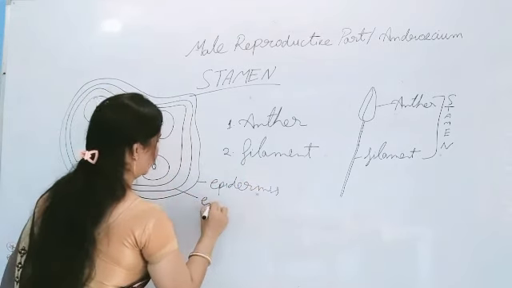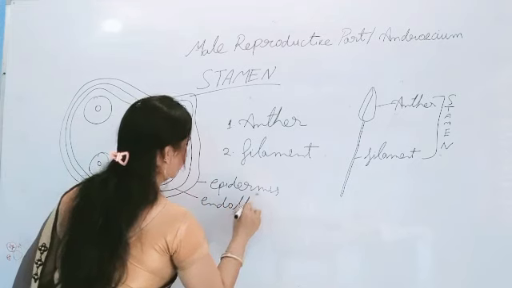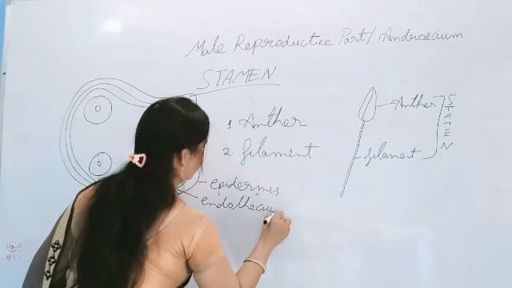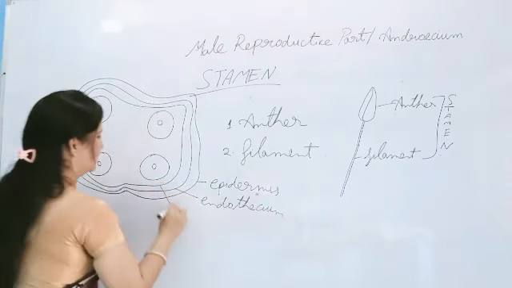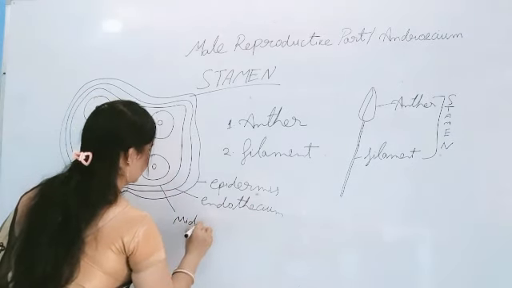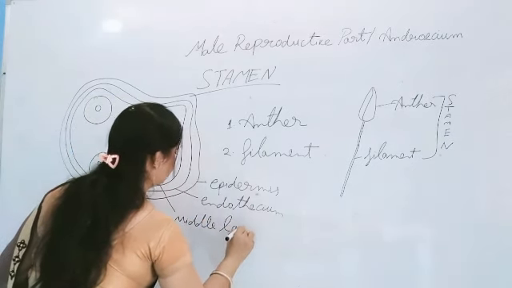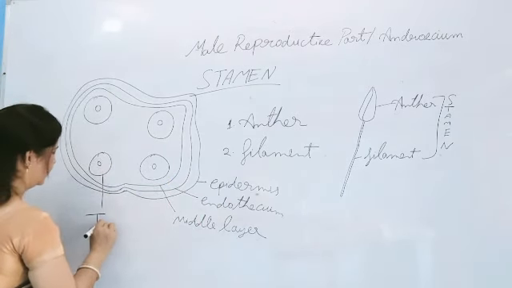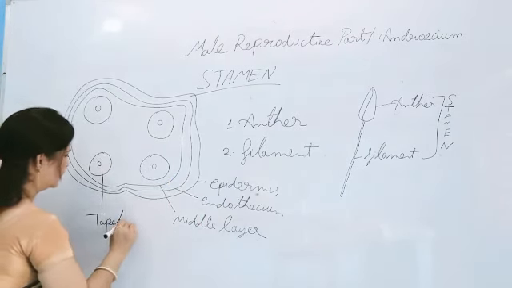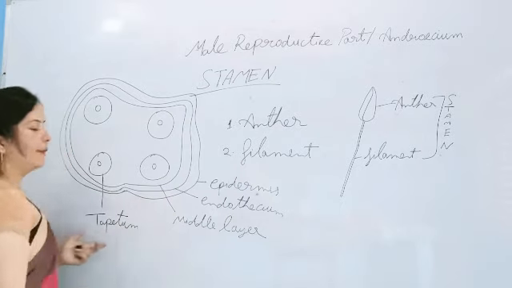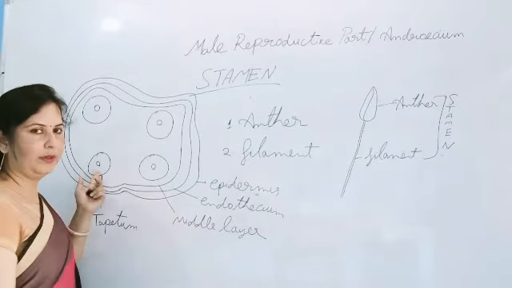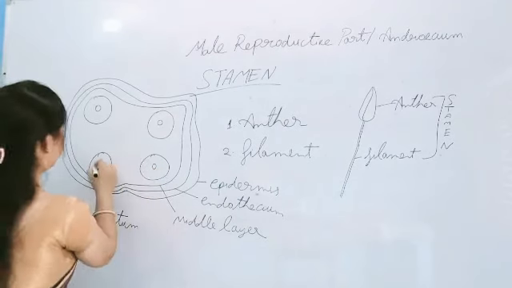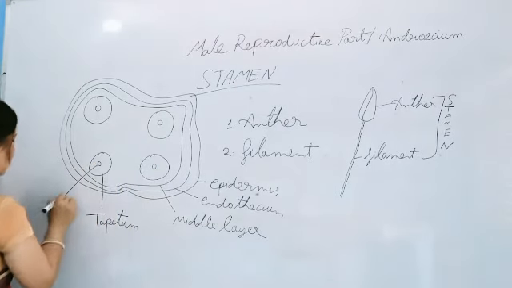Inner layer is called the endothecium, and this is the middle layer, and inner layer is called the tapetum. Tapetum provides the nutrition to the pollen grains, and in center present the sporogenous tissue.